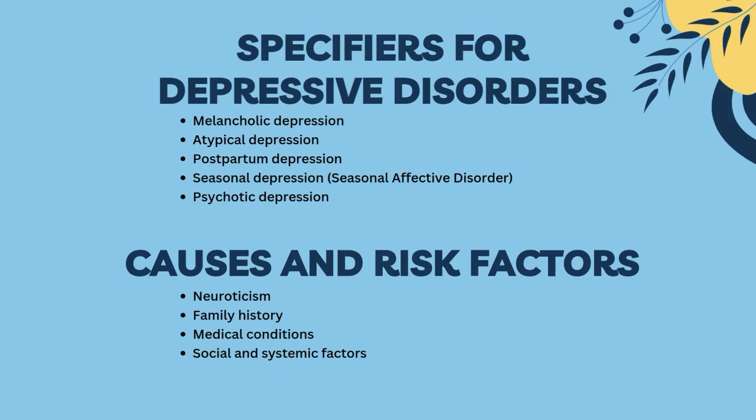And then the final specifier for depression that the DSM identifies is psychotic depression. So this includes delusions or hallucinations requiring both antidepressants and antipsychotics for treatment. And then talking very quickly about causes and risk factors. Depression is a multifaceted condition with biological, psychological, and social contributors.